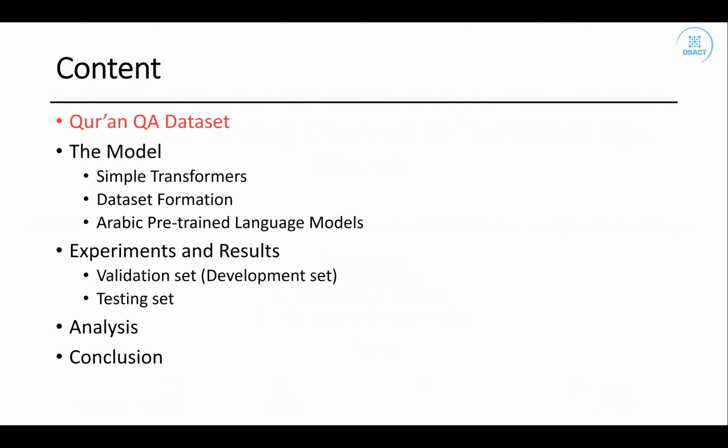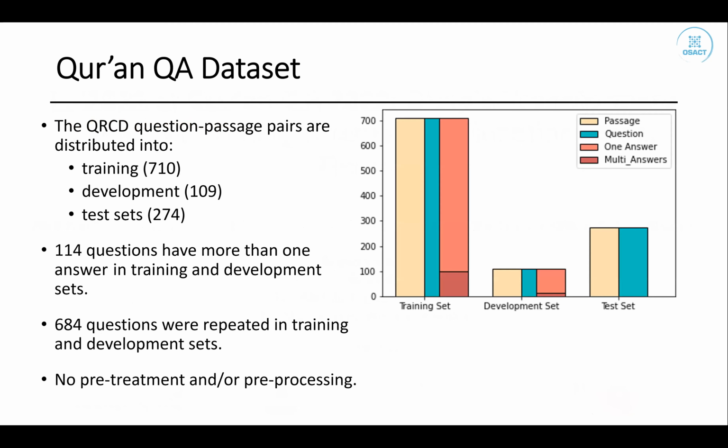Since we don't have much time, I'll go straight into the Qur'an QA dataset. We already know about the numbers of the QRCD question passage pairs. I would like to point out there are 114 questions that have more than one answer in training and development sets. And also there are 684 questions that were repeated in training and development sets. That poses a challenge and an advantage as well.